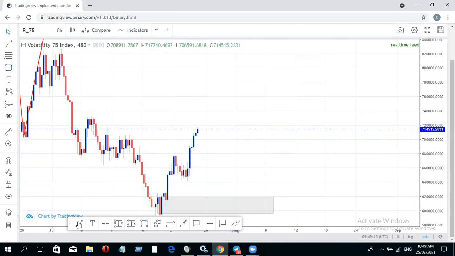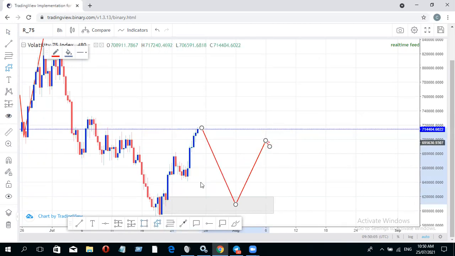So maybe sometime in the future price comes down to this point, you should expect a kind of reaction. The price may react at the open price or may come as low as the 50% of this candle and then rally back up, right? So this candle becomes a bullish order block.